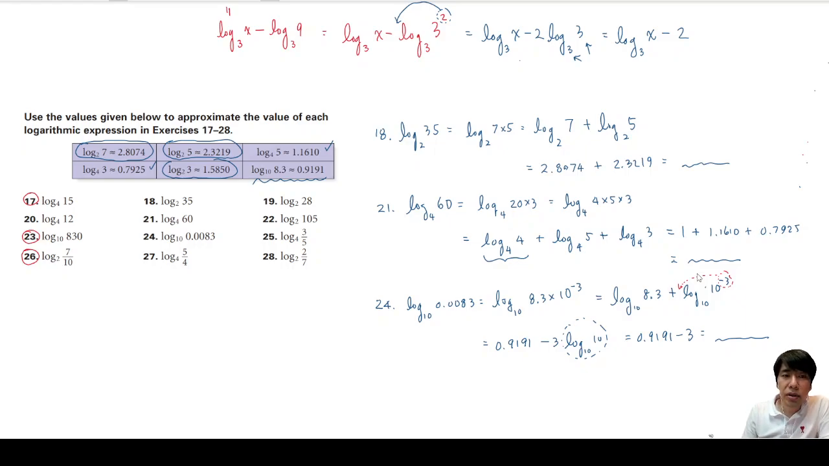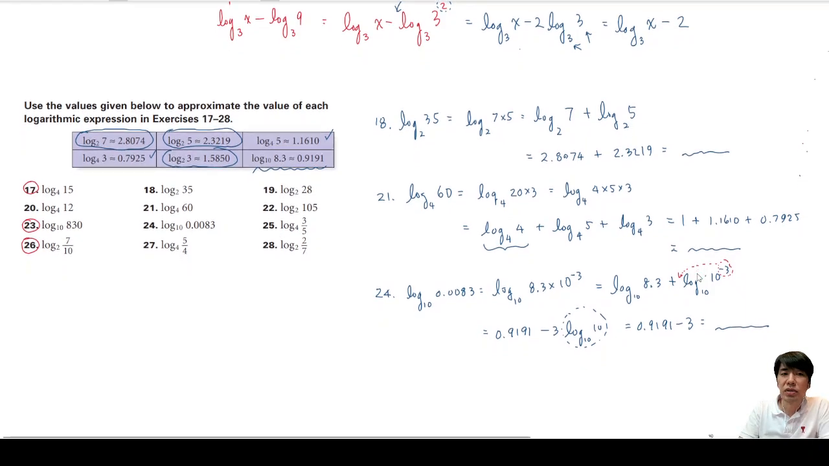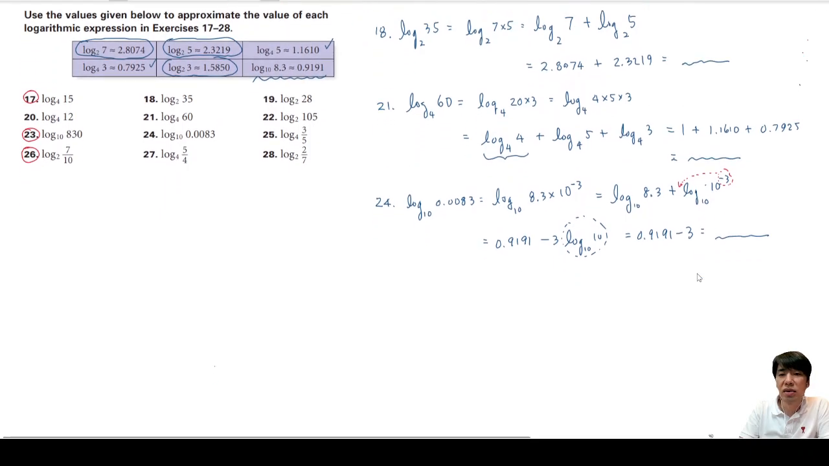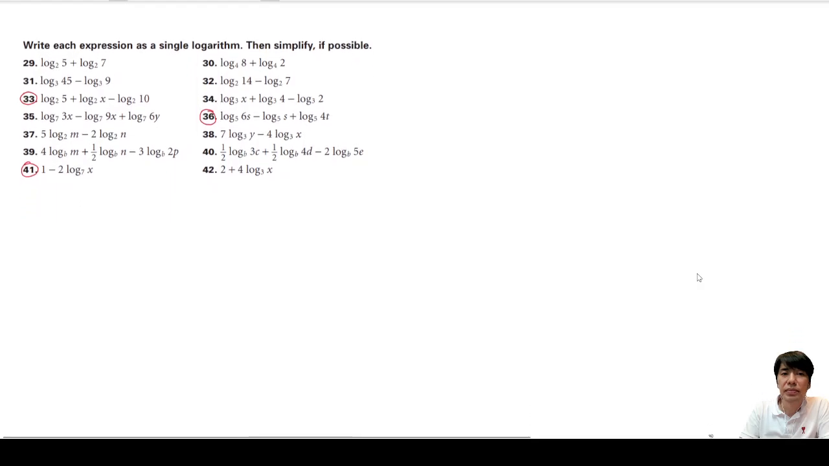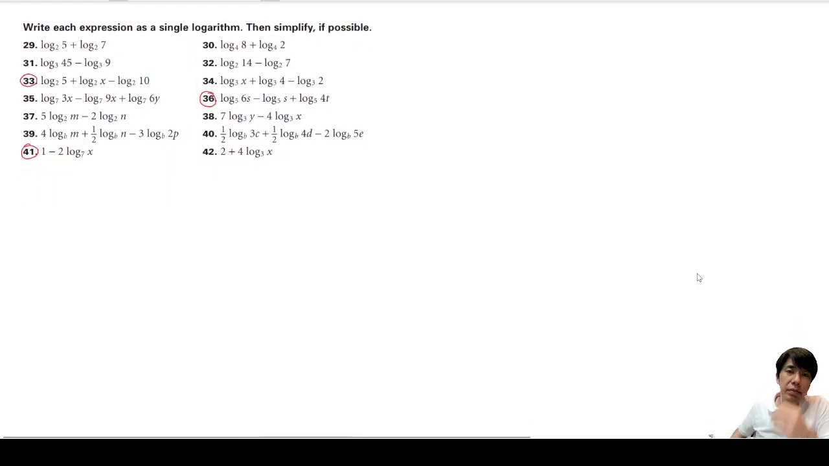All right, what else is there? The rest of this stuff is kind of easy, so I'm going to skip over to the next block. This one says: write each expression as a single logarithm, then simplify if possible. I said in class that 29 to 32 are too easy, so I'm not going to do them.